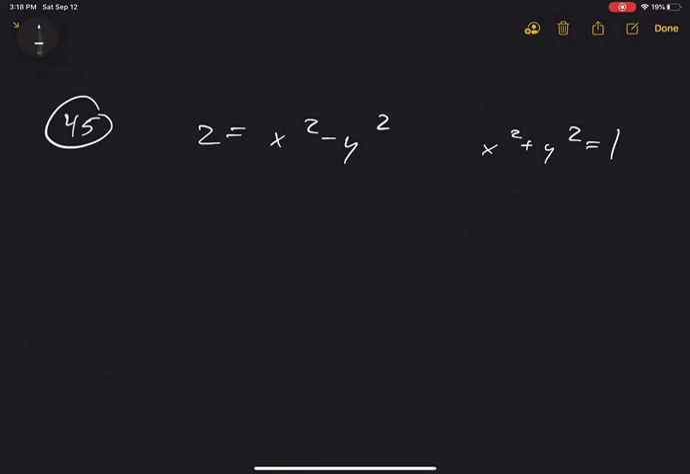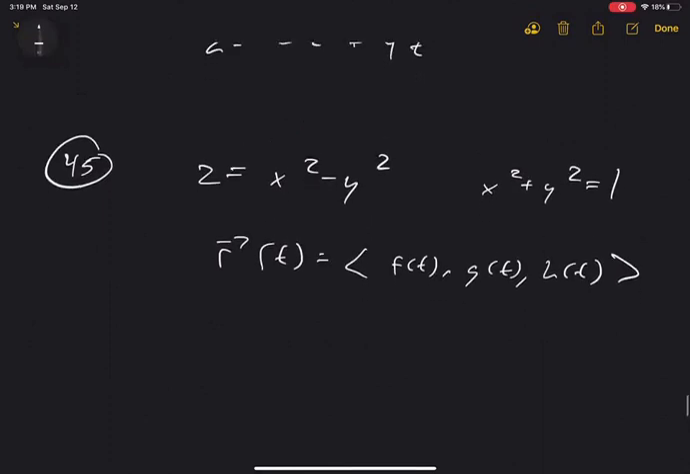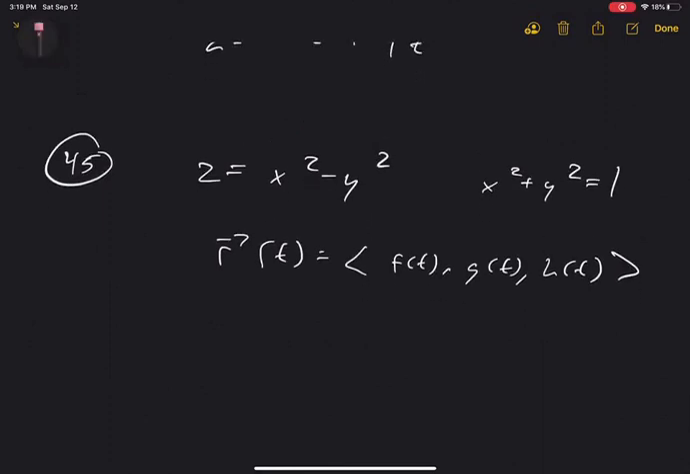Like 45 doesn't even give us pictures or anything. It just says find the equation of the intersection. So I still want to find some vector valued function like this. And I want to find my f of t, g of t, h of t. Now this example is a bit harder because there's not really any super easy starting point.